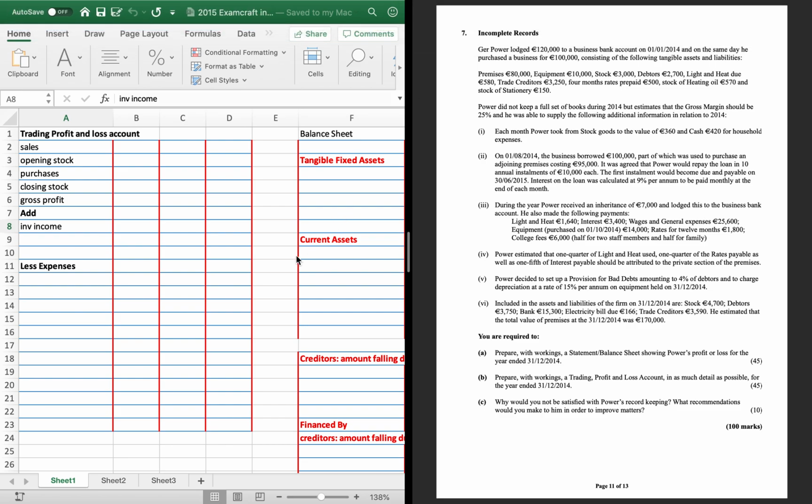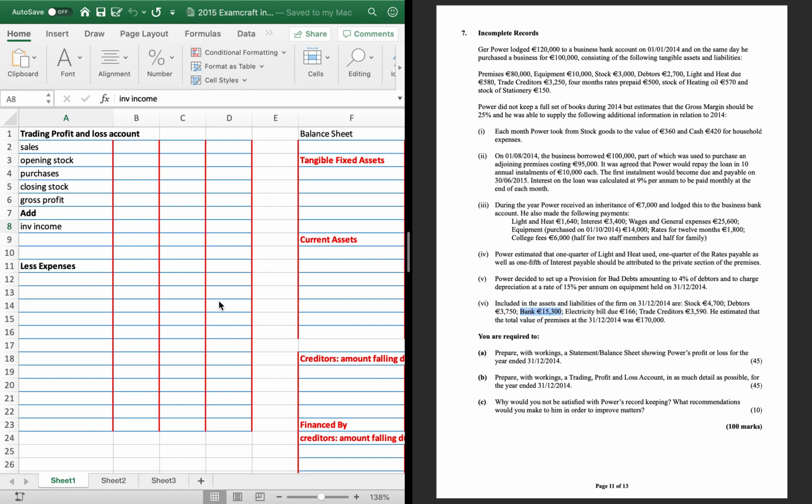Okay, this is the 2015 Examcraft Incomplete B. So it doesn't seem to be too much exciting stuff in it. Just the thing to note is this here, the creation of bad debt provision, and there is depreciation on equipment. There's nothing else too exciting in it. The other thing I'm going to look for from now on is, is there a bank? So the bank is given, so we don't have to do a bank account.